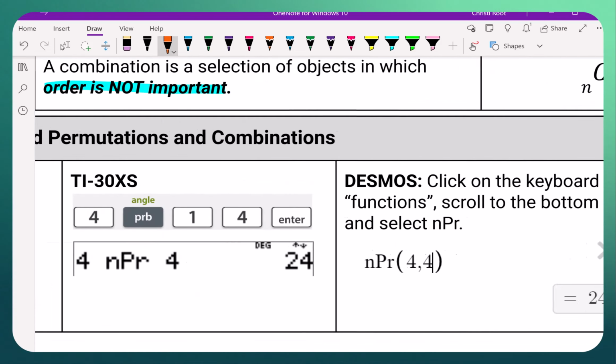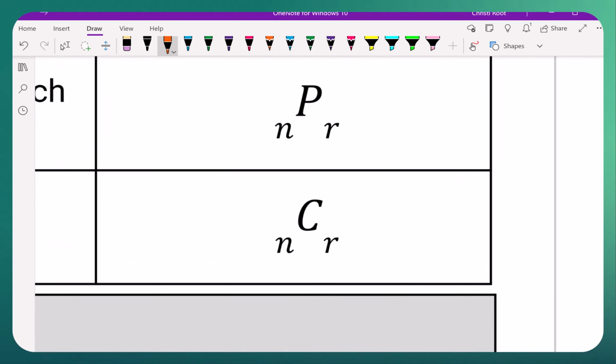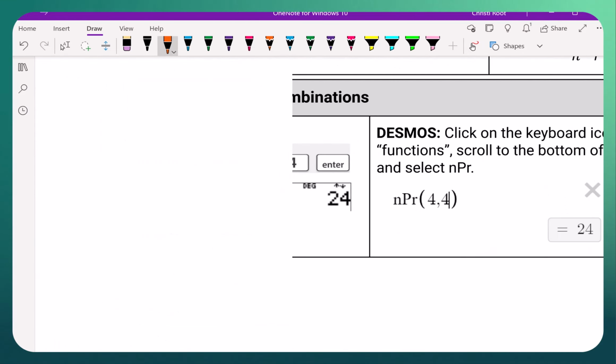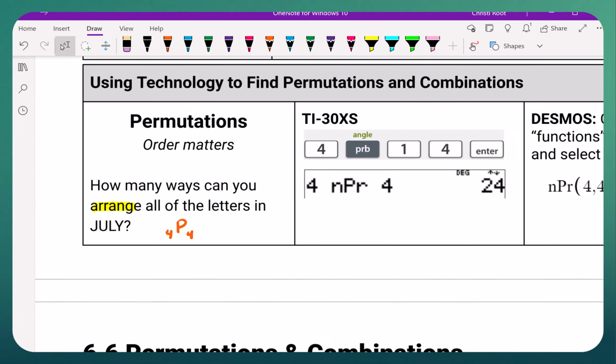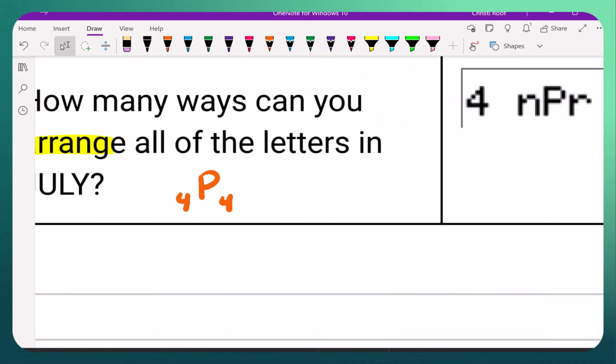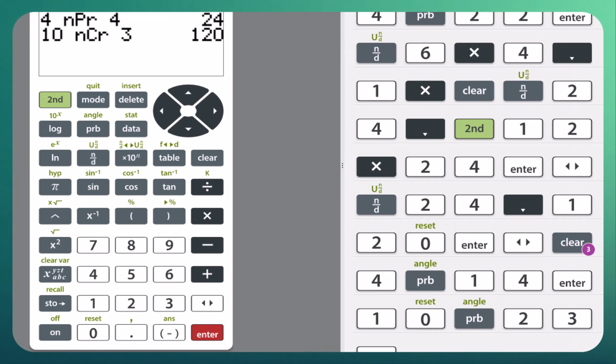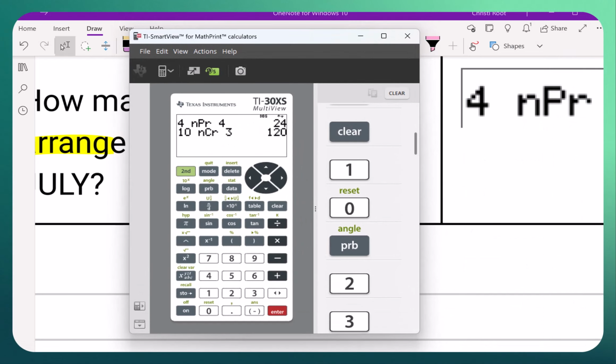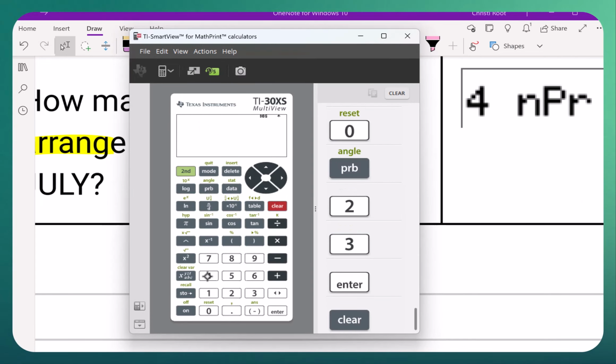So if you look at your notes right here, it's got the generic notation. N is going to be your total, and then R is what you're going to actually choose or pick from. On our calculator, it's a little bit awkward, which is why I need you to practice. So 4 pick 4. Let me show you the calculator. On your calculator, you're going to hit 4, which is your total. You have to put your total in first.